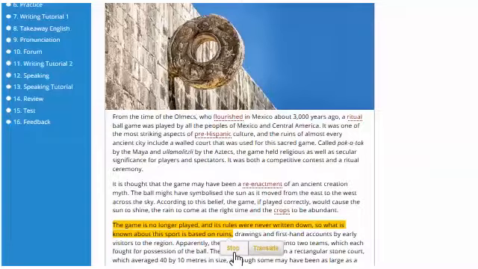The game is no longer played, and its rules were never written down, so what is known about this sport is based on ruins.